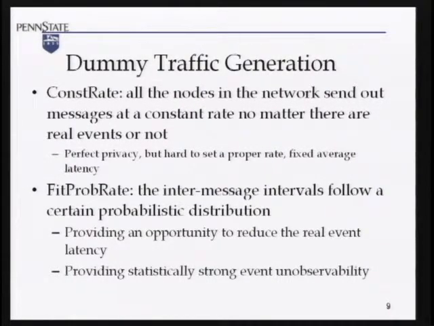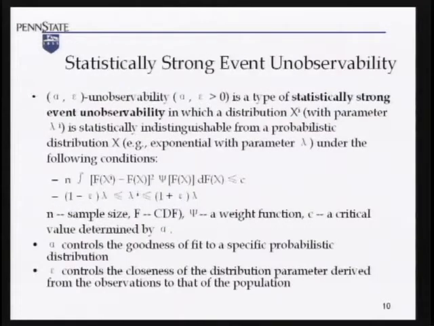But the thing is, how do you really do that? In this way, we can provide something called statistically strong event unobservability. So what does this term mean? We give a more formal definition here. We call it the alpha-epsilon unobservability.